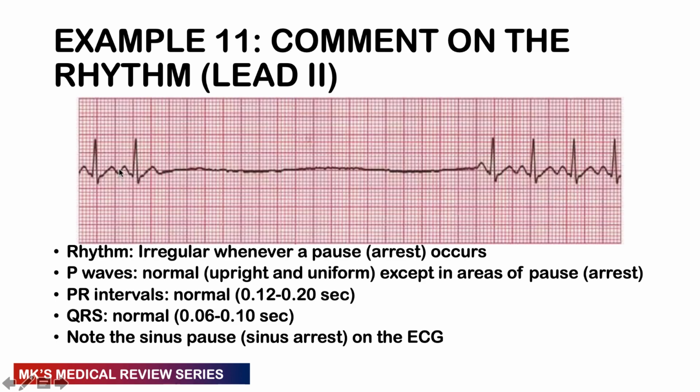Here we can see that there are P waves when there's cardiac activity and they're upright, and they are preceding the QRS complexes. They are 2 small boxes wide. The QRS complex is narrow, 1 small box width, and has sharp angles. But the only problem is this point here where there was absolutely no activity. There was a sinus pause. So this is what we call a sinus pause.